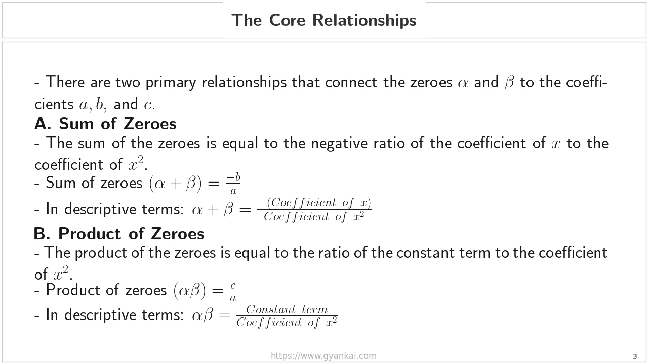This relationship is just as important. It states that the product of our zeros, which we write as alpha times beta, is equal to the ratio of the constant term to the coefficient of x squared. In notation, alpha beta equals c over a. Simply put, you take the constant term, c, and divide it by the coefficient of the x squared term, a.